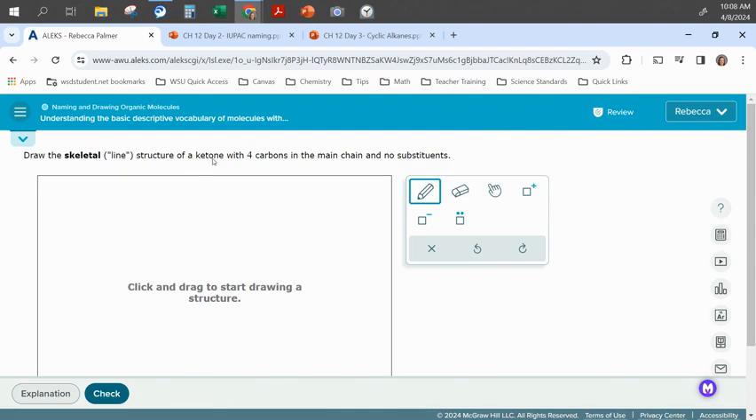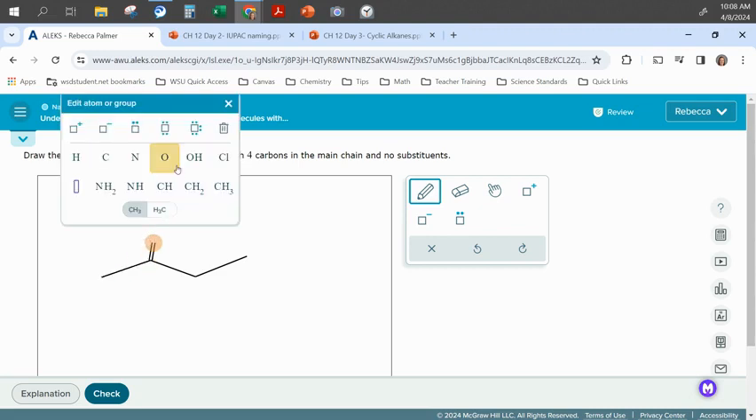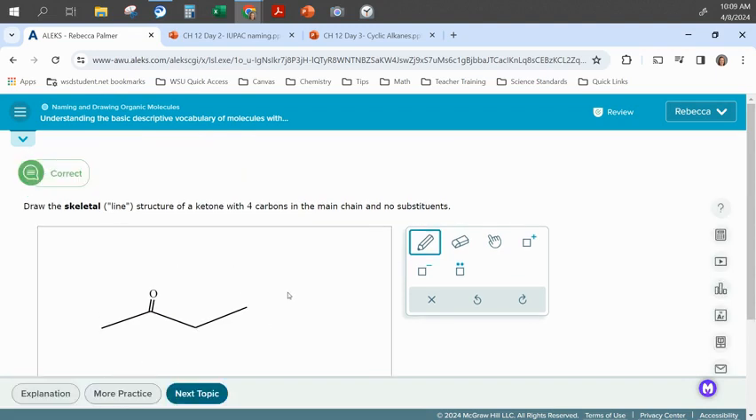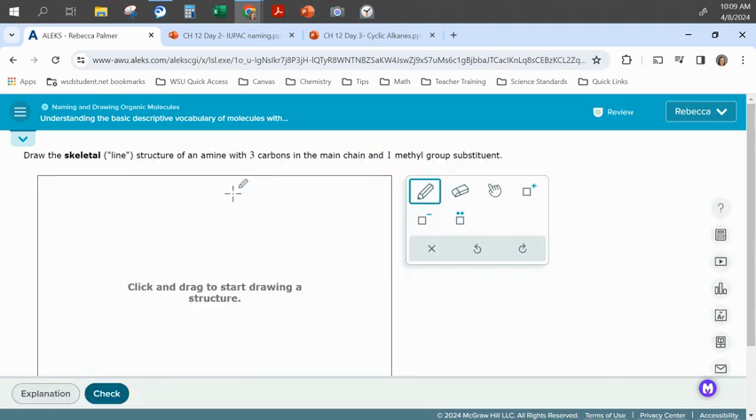Skeletal structure of a ketone with 4 carbons in the main chain and no substituents. 1, 2, 3, 4, and then a ketone. It doesn't matter where it is, so I'm going to put it right here because that's easy for me. A ketone is a carbon double bond to oxygen, nothing else. Okay, do you want to do more? Let's do one more.